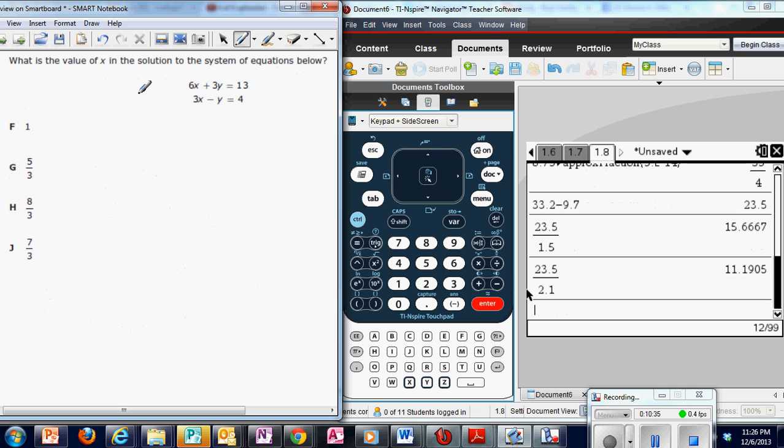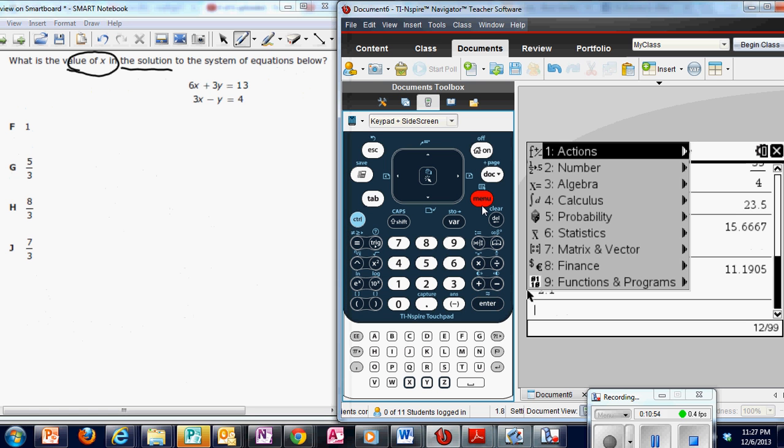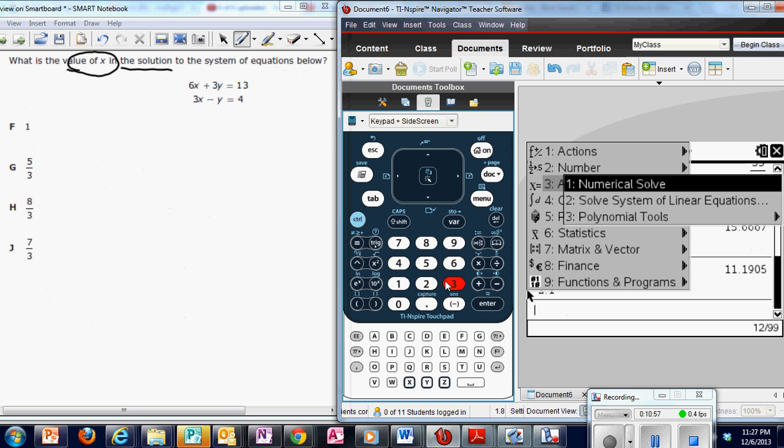Okay, what is the value of x in the solution to this system? All right, you have two equations that are in standard form. You don't have to take them out of standard form. Again, we're going to let the calculator work this one out with the system solve. So we'll go to menu, 3 for algebra, 2 for solve a system of linear equations.